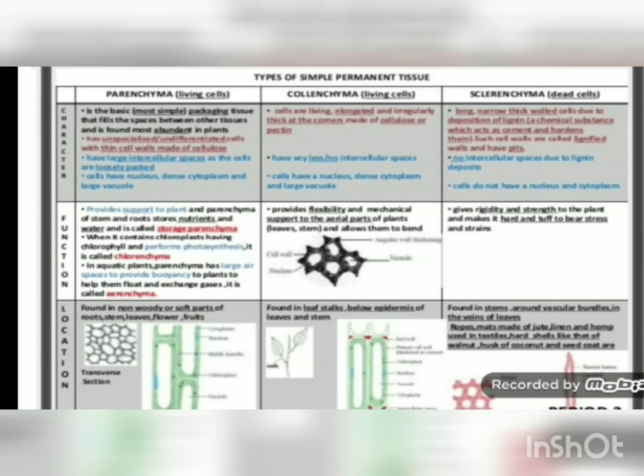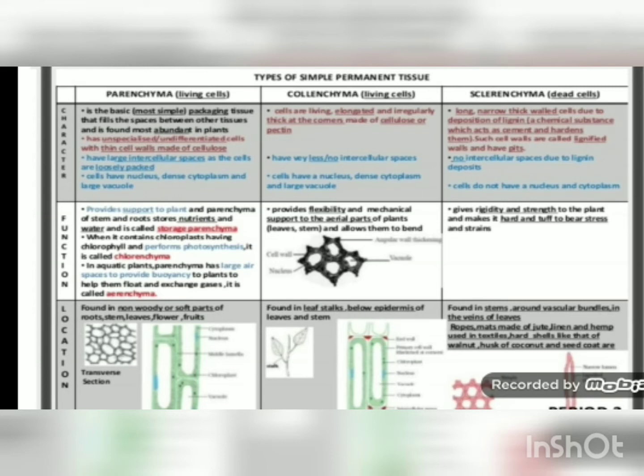Such cell walls are called lignified walls and have pits. There are no intercellular spaces due to lignin deposition, and the cells do not have a nucleus and cytoplasm. So they are dead cells, and there is no nucleus and cytoplasm in sclerenchyma. It gives rigidity and strength to the plant and makes it hard and tough to withstand stress and strain.